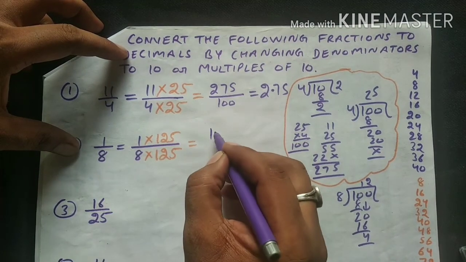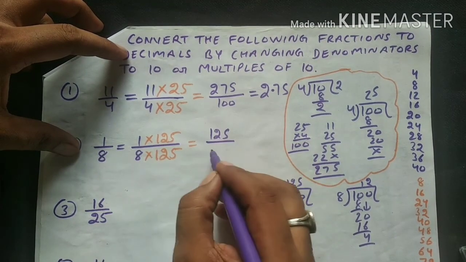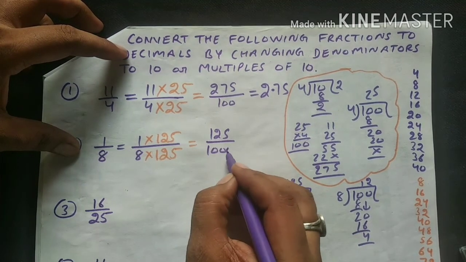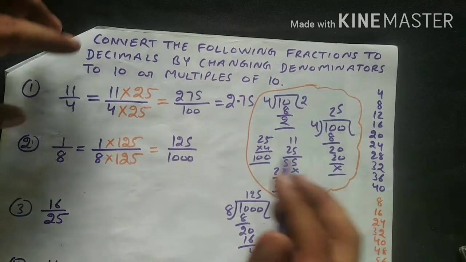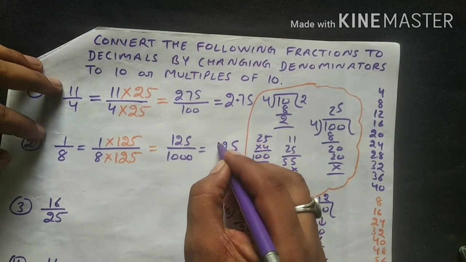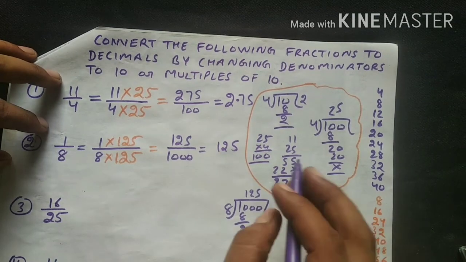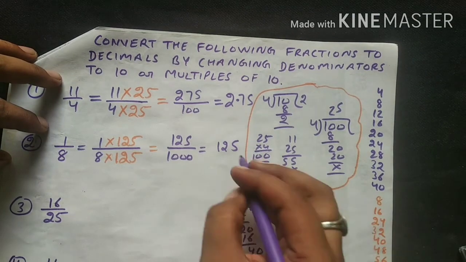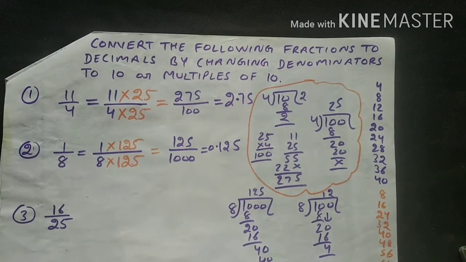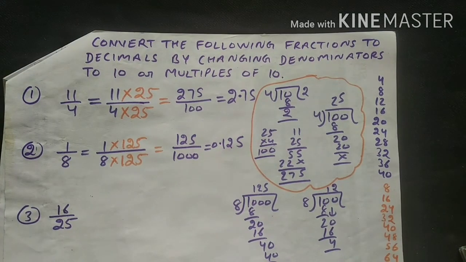1 multiplied by 125 is 125, and 125 multiplied by 8 is 1000. Okay. Now how many zeros are there? 3. So I will mark the decimal after 3 digits counting from the right. 1, 2, 3, that is this, and 0. 0.125 is my required answer.